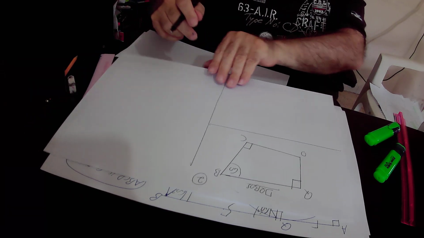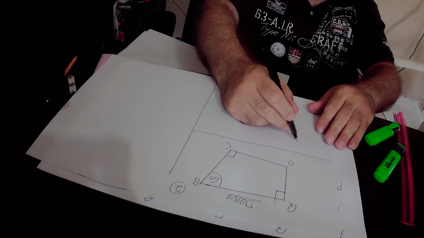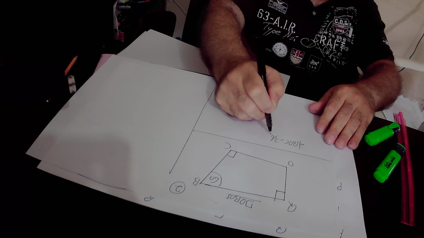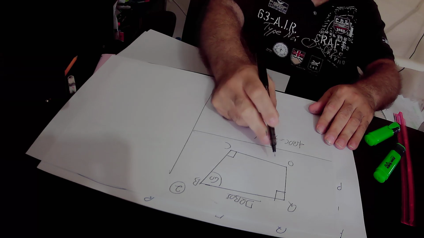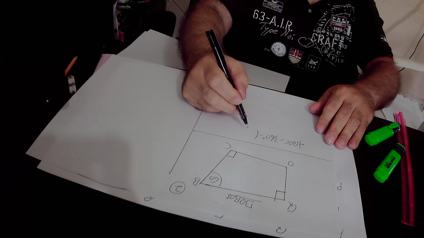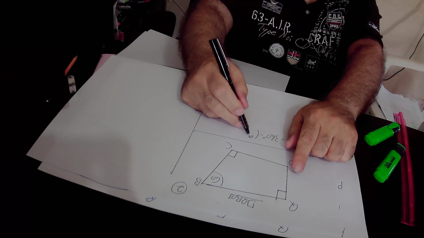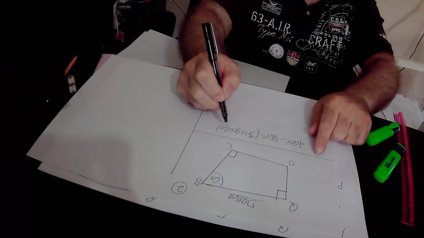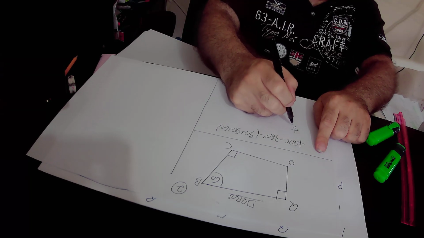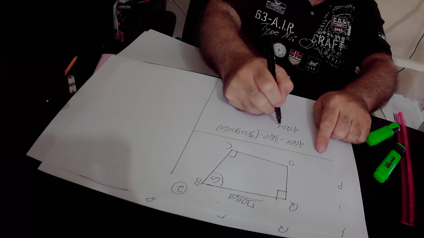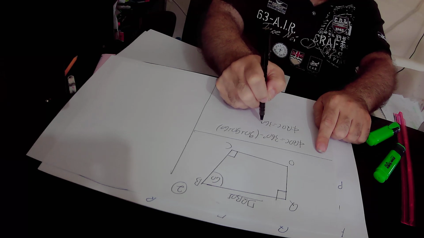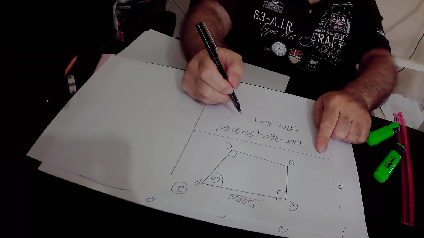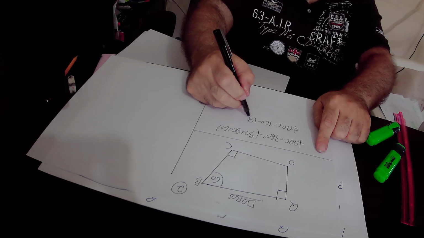The size of the missing angle, that is actually angle QOC, must be equal to 360 degrees minus the sum of the three other angles. That is to say, it is 90 degrees plus 90 degrees plus 60 degrees. So 90 degrees plus 90 degrees is 180 degrees, and 180 degrees plus 60 degrees is 240 degrees.